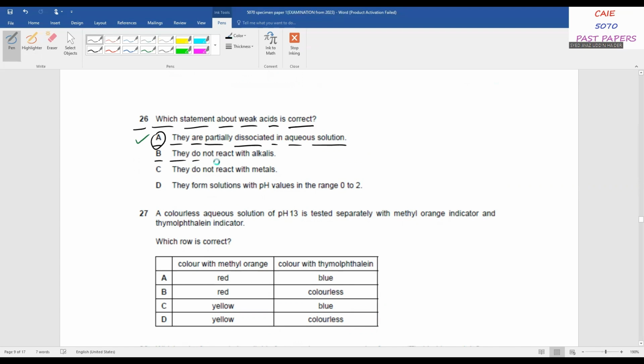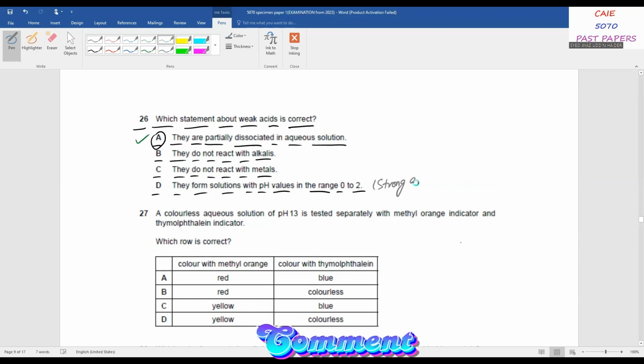B, they do not react with alkalis. Acids will react with alkalis. So this is wrong. C, they do not react with metals. Again, this statement is wrong because acid will react with metals. D, they form solutions with pH values in the range 0 to 5. This is the pH range for strong acids. So all these statements are incorrect. Only statement number A is correct.